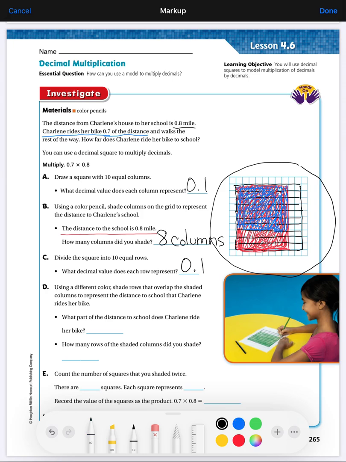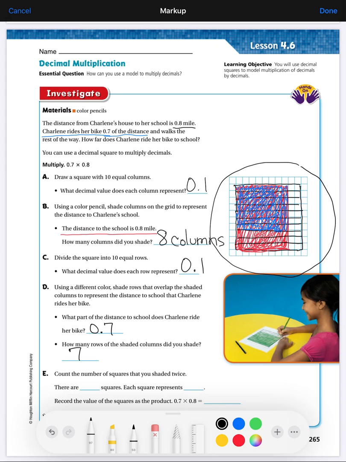Okay. We're going to go back to part D. It says, what part of the distance to school does Charlene ride her bike? Well, it told us up there that she rode 0.7, and I actually underlined it in blue for you. Then the next part says, how many rows of the shaded columns did you shade? We shaded in 7 of them.